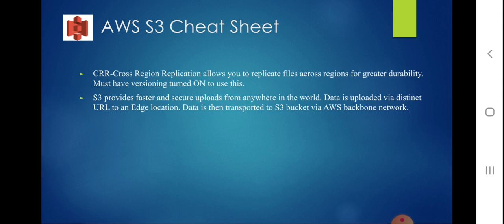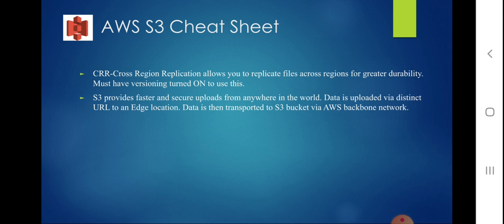And CRR, cross-region replication. CRR allows you to replicate files across regions for greater durability. Like we have discussed across multiple zones up to now, whereas you can replicate your data across regions as well for better durability. So to use this feature, obviously you need to turn on the versioning. So to use MFA or to use cross-region replication, you must turn on the versioning. Make sure you turn on the versioning while using these features.